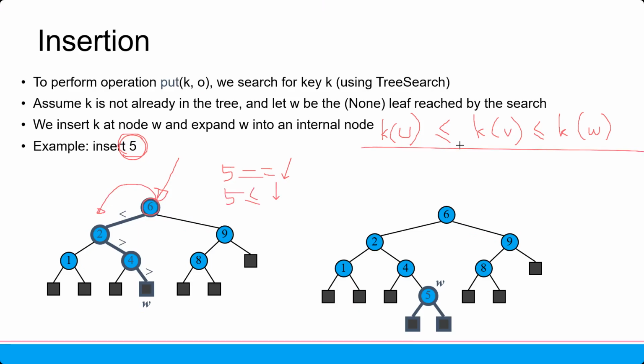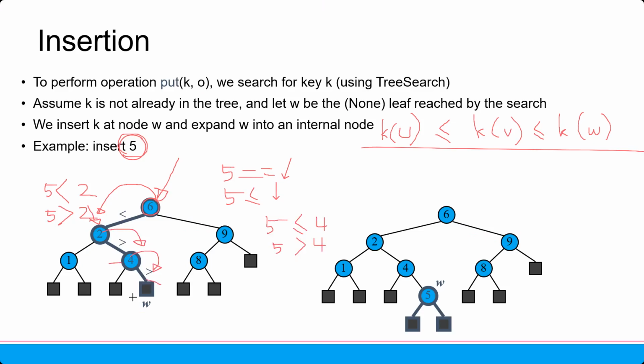If it is less than, then we go to the left. Now in this case, we check 5. Is it less than 2? No. So we need to check, is 5 higher than 2? Yes. So we go to the right. Now we are at the 4. Is 5 less than 4? No. And then we check, is 5 higher than 4? Yes. So we go to the right.